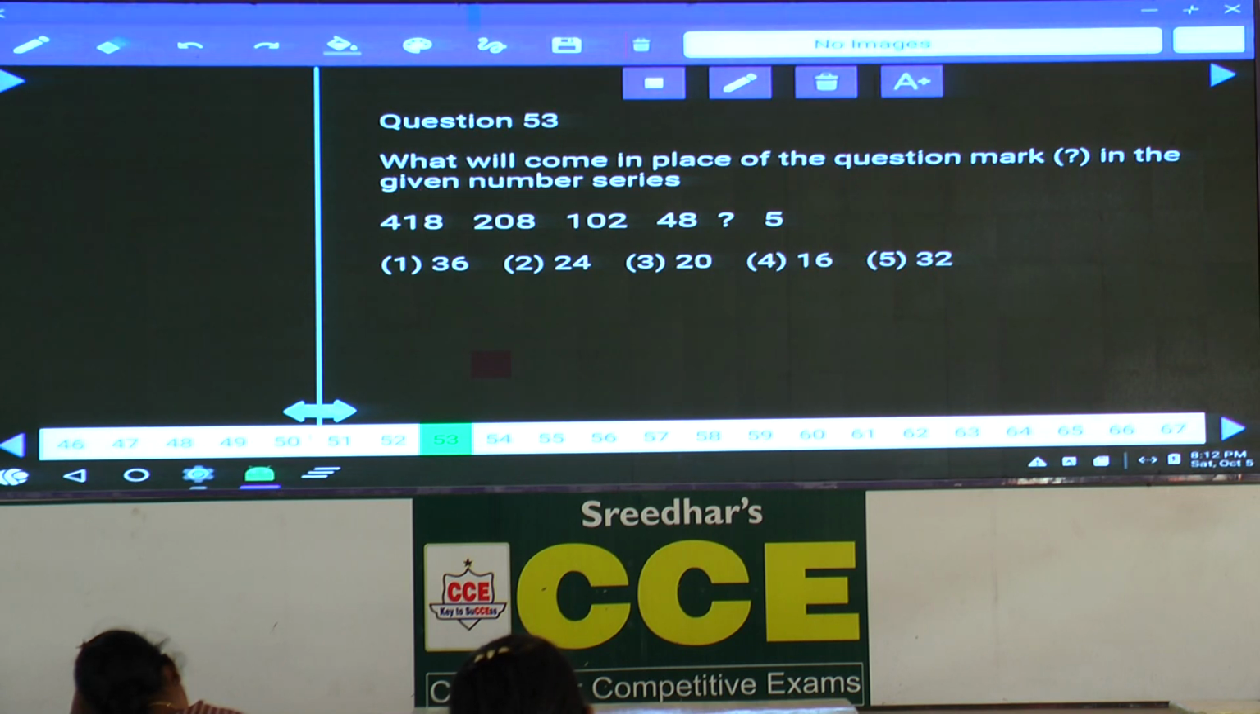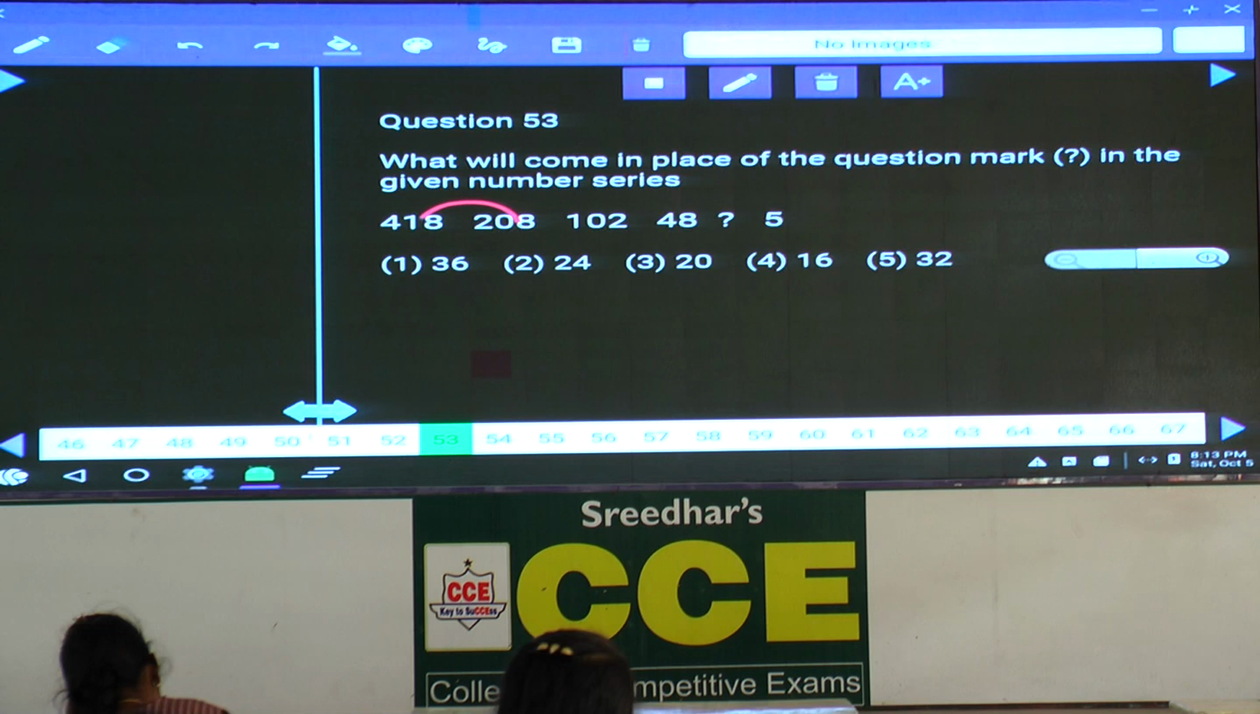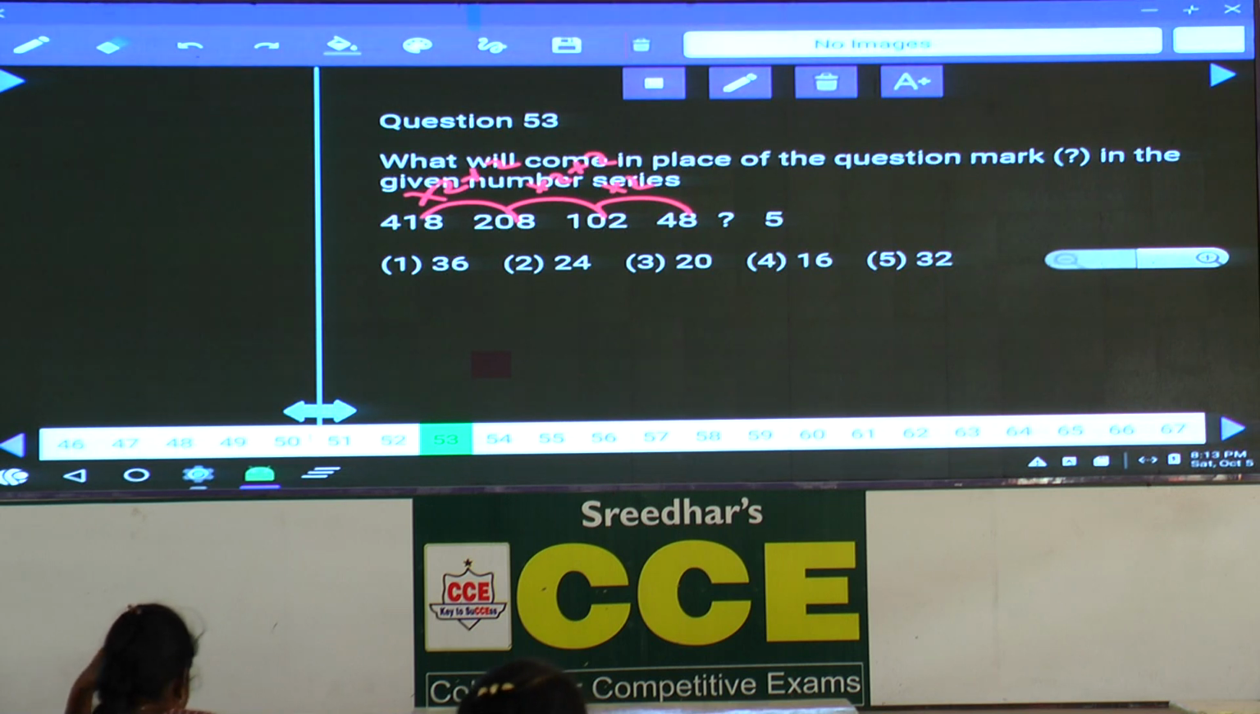Next one, question number 53. Now in this 53, the numbers start with 5 and end with 418. As the numbers are in decreasing order, we need to start in the reverse order. 208 and 418, what is the difference here? Into 2 plus 2. 208 into 2 is 416, plus 2, 418. 102 into 2 is 204, plus 2, 208. 48 into 2 is how much? 102 into 2 plus 4. Now 48 into 2, 96, plus 8. Next one, into 2 plus 10 must be 38, isn't it?